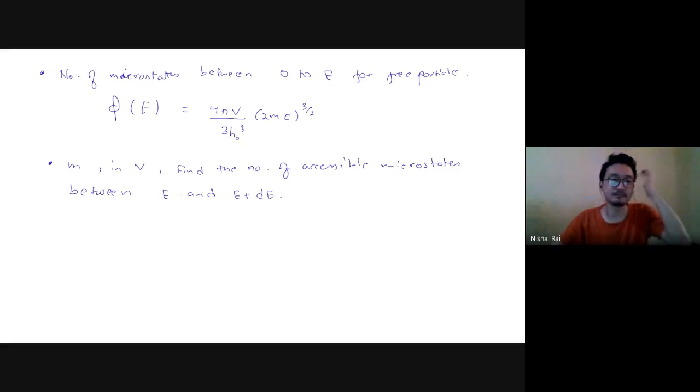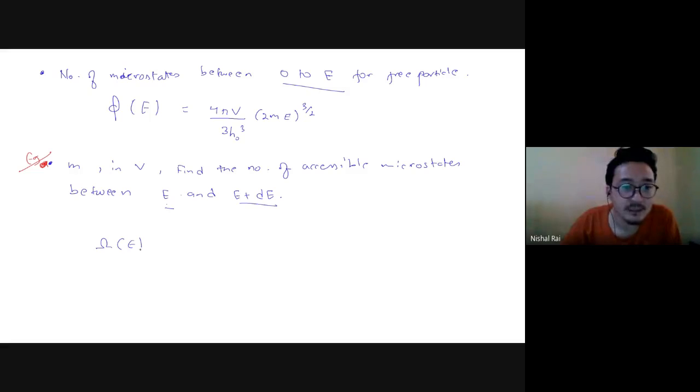Now how to get this? This is your example, and it is very simple. Till now, for a single particle, you have got the total number of microstates between 0 to E. Now we have to find the number of accessible microstates between E and E plus dE. That is given by omega of E, which is basically the derivative of this. Clear? It's very simple.